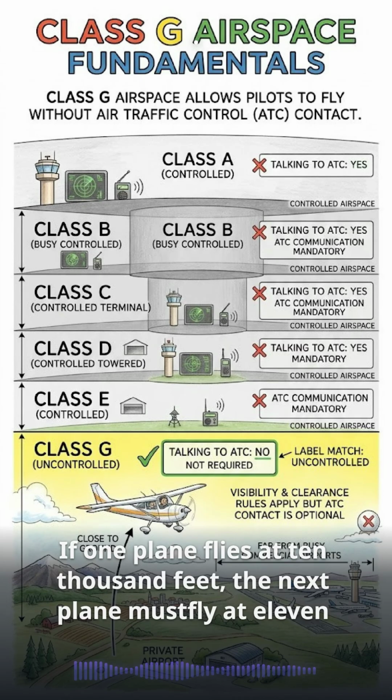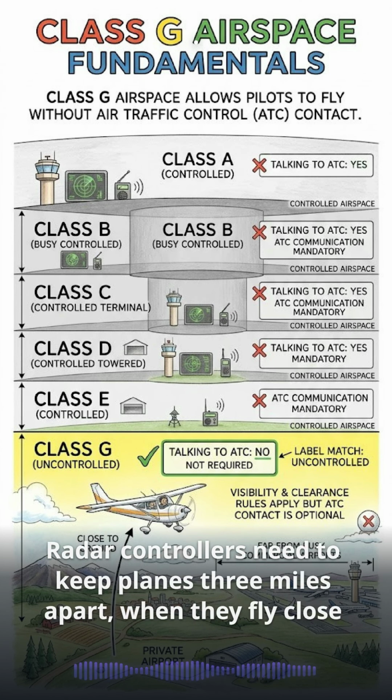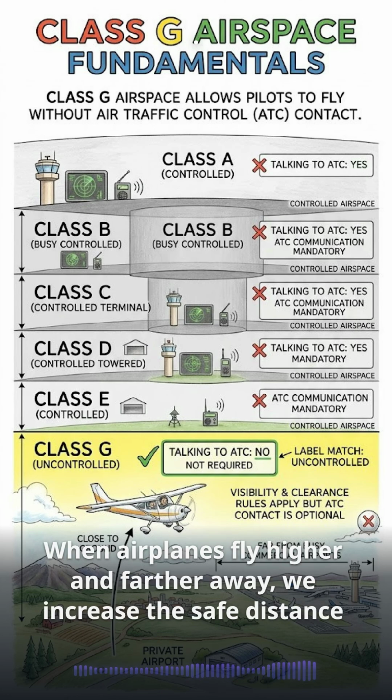Horizontal separation means keeping airplanes apart side to side, leaving enough empty miles between the flying jets. Radar controllers need to keep planes 3 miles apart when they fly close to the busy airport. When airplanes fly higher and farther away, we increase the safe distance to 5 full empty miles.